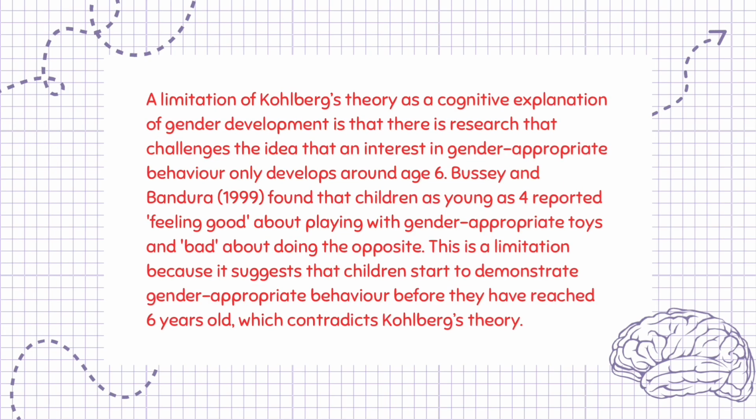A limitation of Kohlberg's theory as a cognitive explanation of gender development is that there is research that challenges the idea that an interest in gender-appropriate behavior only develops around age 6. Bussey and Bandura, 1999, found that children as young as 4 reported feeling good about playing with gender-appropriate toys and bad about doing the opposite. This is a limitation because it suggests that children start to demonstrate gender-appropriate behavior before they have reached 6 years old, which contradicts Kohlberg's theory.